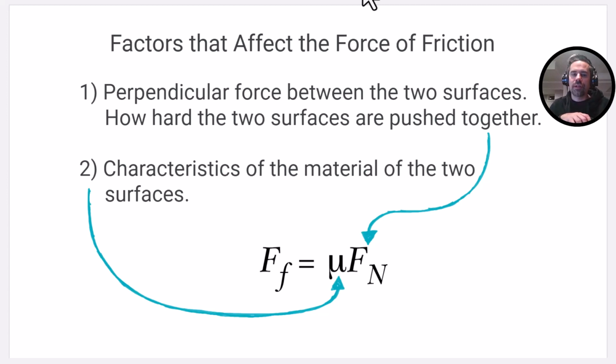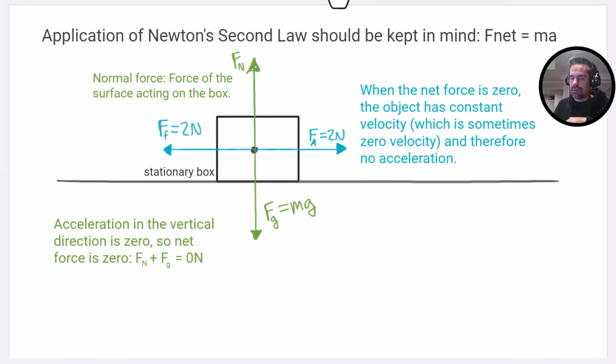So let's take a look at an example of a box that is stationary. So this is the box that's not moving. And we know that there's a force of gravity pulling down on it. This is actually the Earth's gravitational force. Earth is pulling on any object that is nearby it. So that's this force down here on the bottom. It's pulling down toward the center of the Earth all the time.